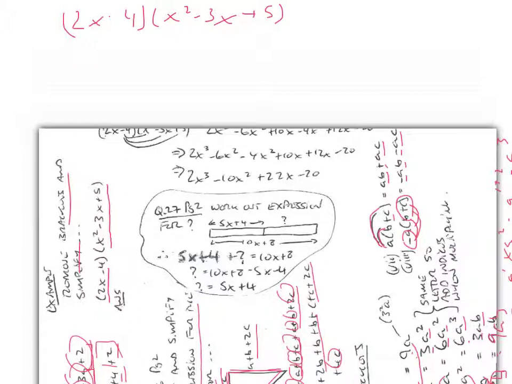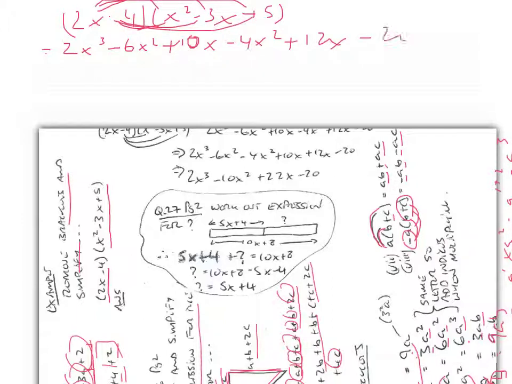So 2x by x squared is 2x cubed. Plus 2x by minus 3x is minus 6x squared. And plus 2x by plus 5 is plus 10x, and then minus 4 by x squared is minus 4x squared, plus 12x minus 20. So we look for our like terms and gather.